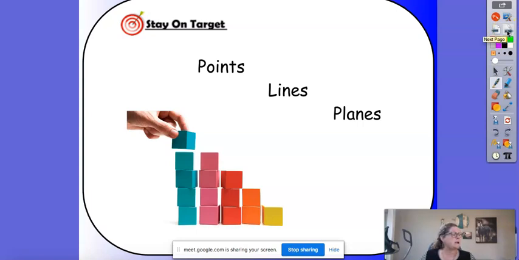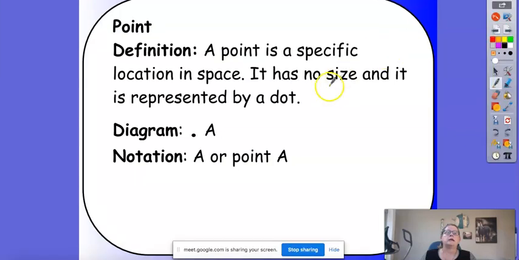Now, I have dueling computers going on, so if you have a question or you want me to go back a slide, put it in the chat and I can see all of you on my other screen. The first one is, what is a point? The definition is a point is a specific location in space. It really has no size and it's usually represented by a dot.